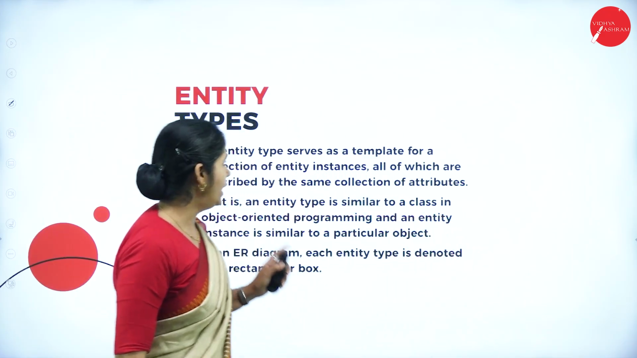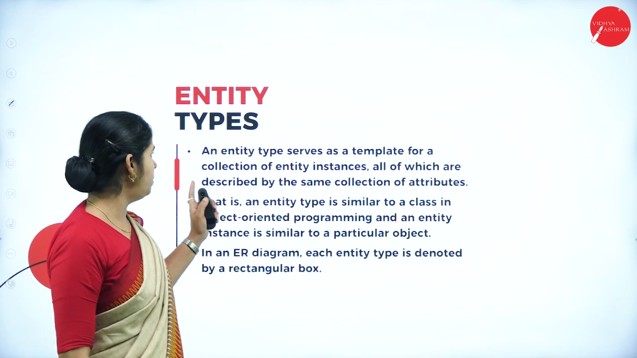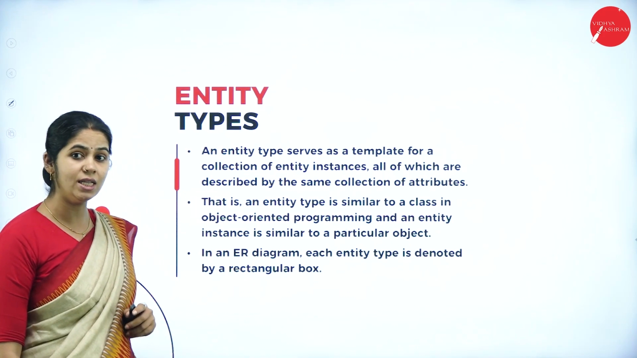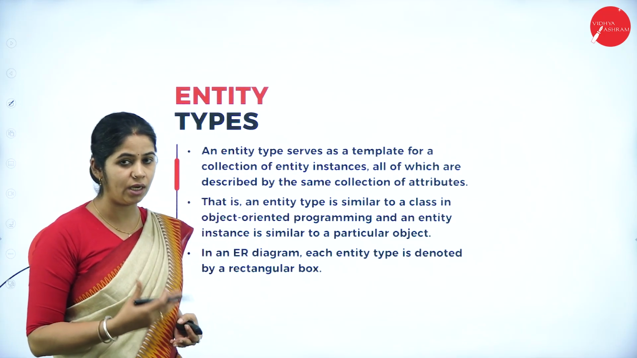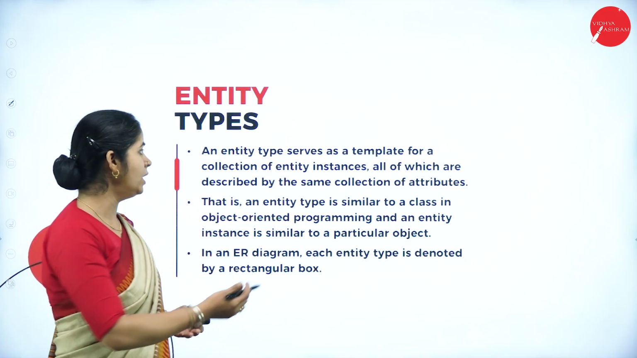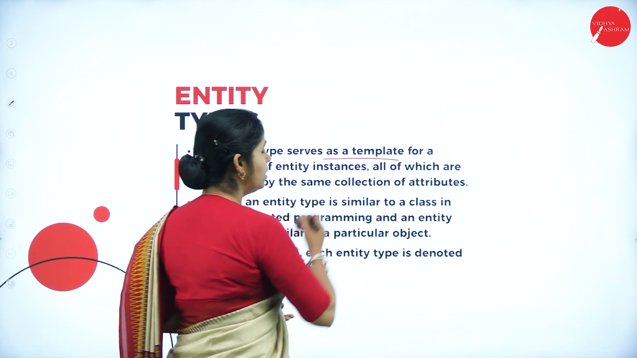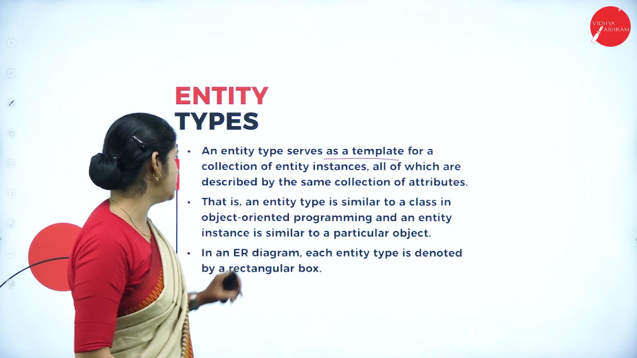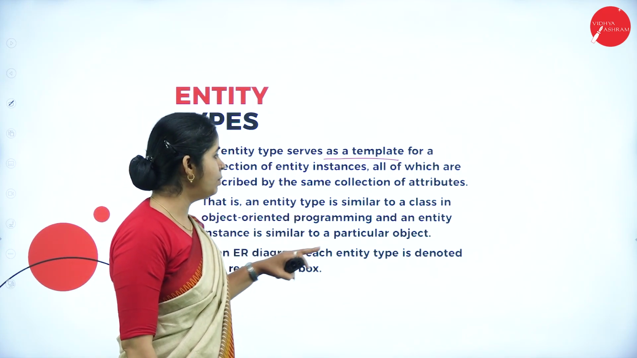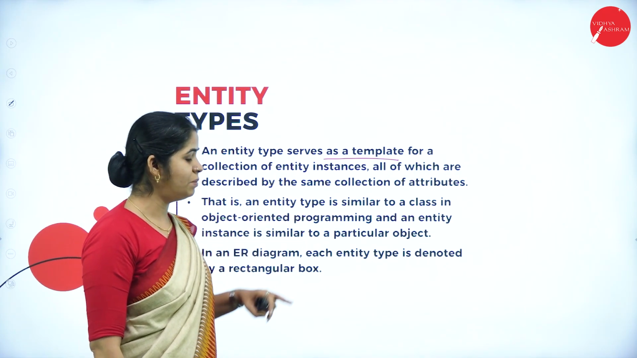An entity type serves as a template for a collection of entity instances. Instance is nothing but the data we put at a particular time, and that is called an entity instance. It serves as a template. Template means how we have to put the data, and that is given by the entity type. And an entity type is similar to the class in object oriented programming.